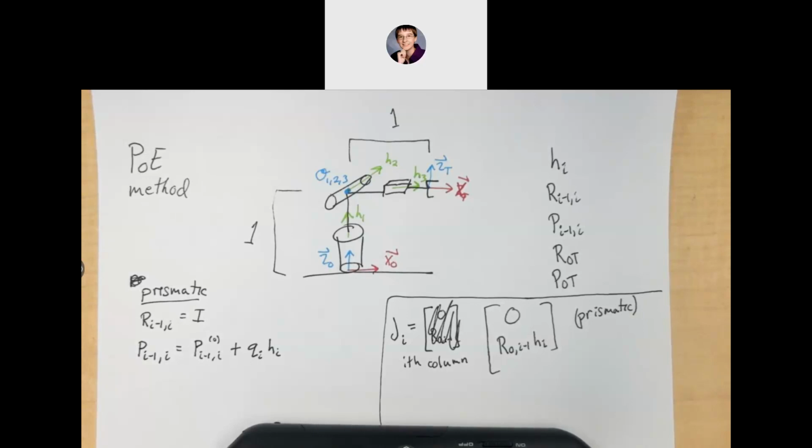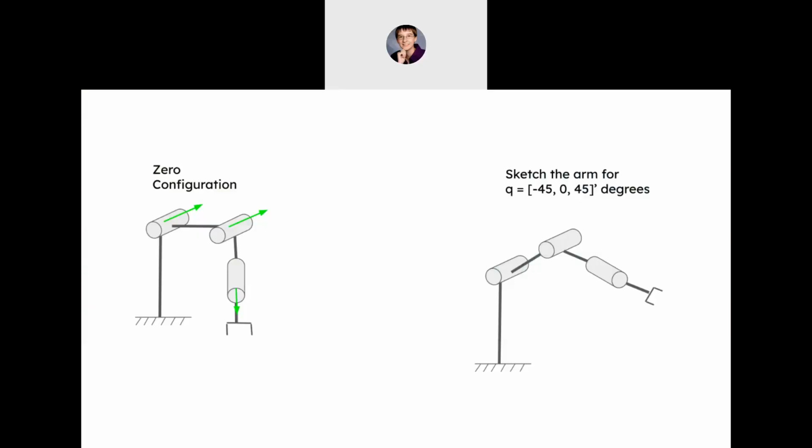Anyone still working on the forward kinematics? We'll jump back over to slides.